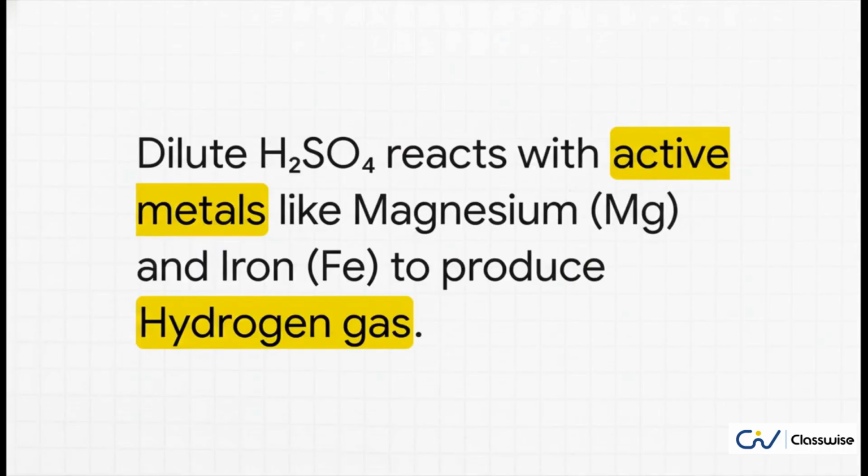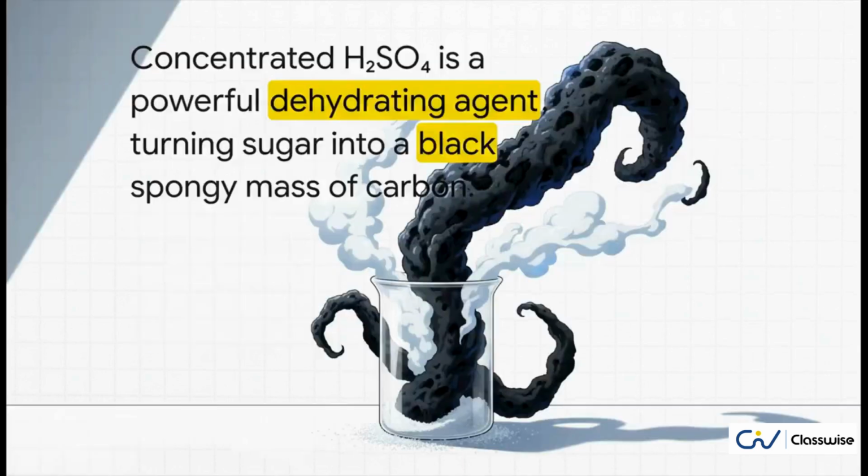Let's talk about that typical acid face. The dilute version is exactly what you picture when you think acid reaction in science class. You drop in a piece of metal, like magnesium or iron, and fizz. It bubbles and produces hydrogen gas. Simple, classic, predictable stuff. But the concentrated version? Whoa, it is a completely different animal.